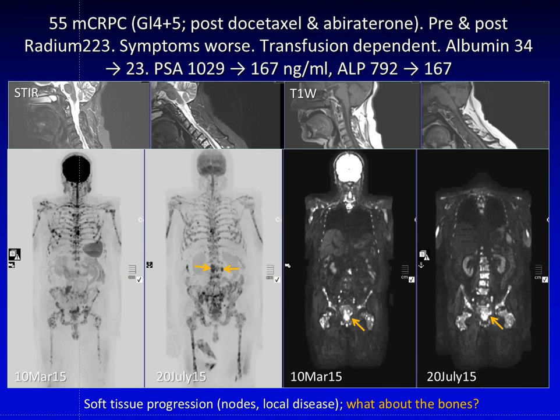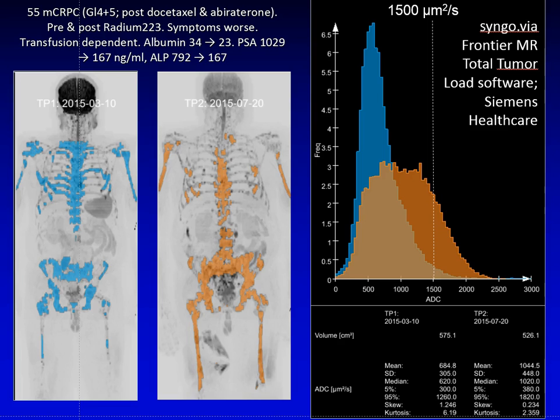Well, if you then look at the histograms, again you can see this phenomenon of a shift of the histogram to the right side, and it's interesting to see that the histogram is rather flat. This is the 1500 line. So clearly there are cells that are dying. The question is, where are these cells actually present?